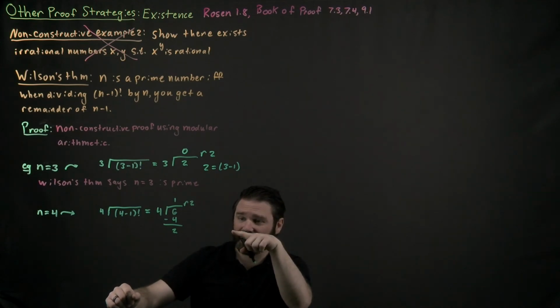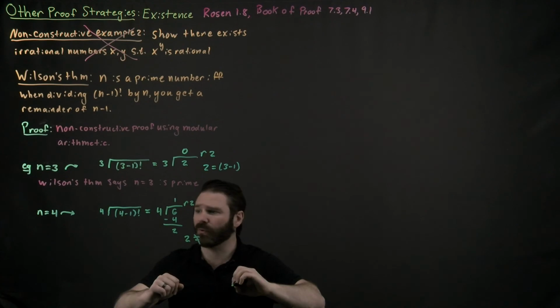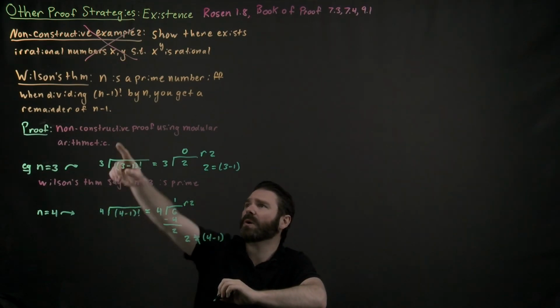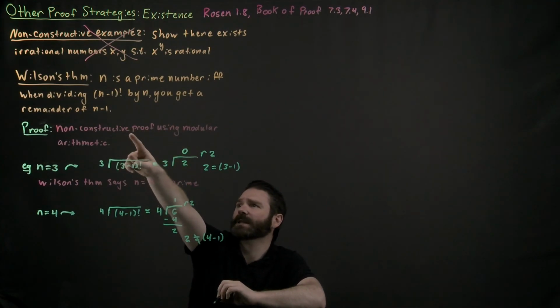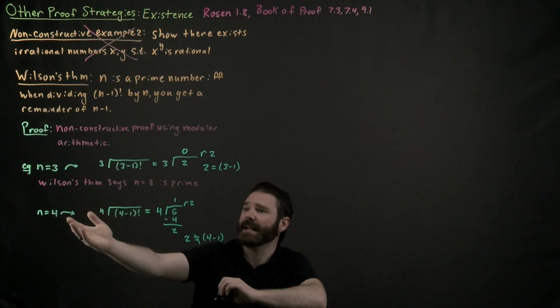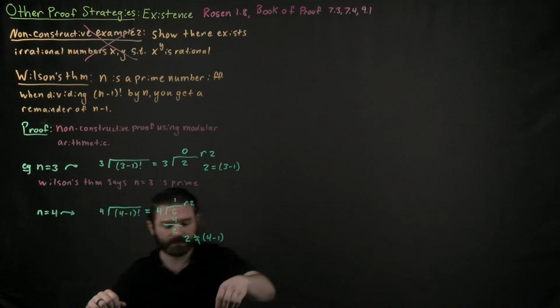And you'll notice here that this remainder of 2 does not equal 4 minus 1. Since we did not get a remainder of n minus 1, Wilson's theorem tells us that n equals 4 is not prime. It means that it's composite.